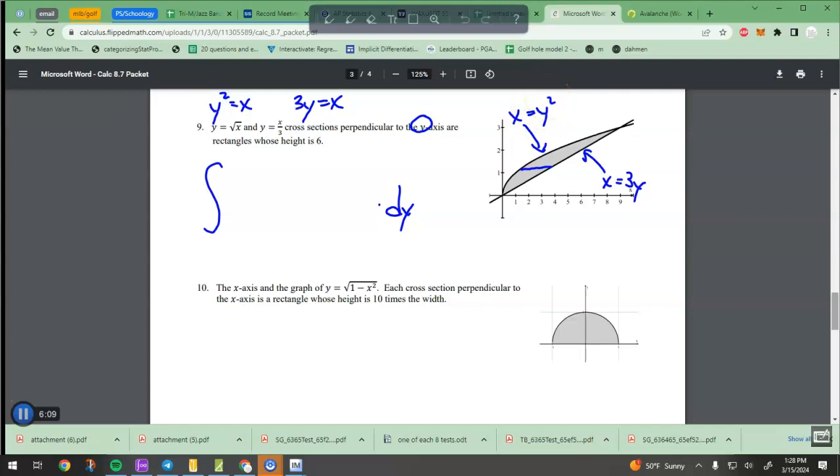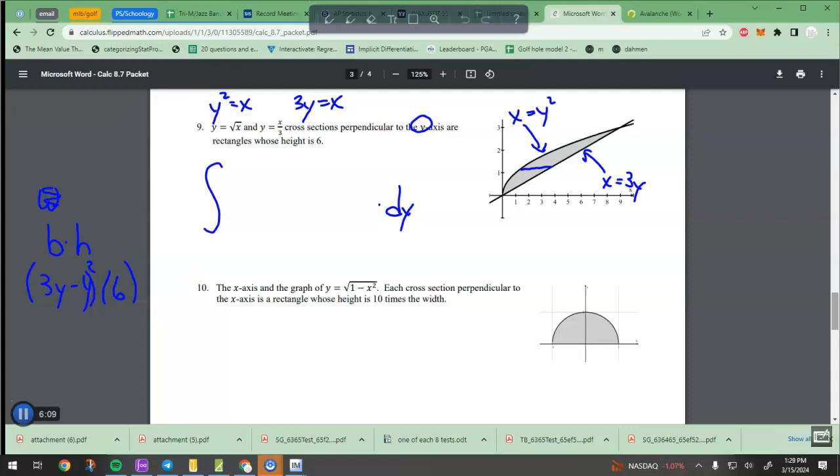Cross sections are rectangles whose height is 6. So the area is the base times the height. The base is right minus left, so it's 3y minus y squared. And the height is just 6. It's not 6 times anything else, it's just 6. So every rectangle coming out has the same height of 6.